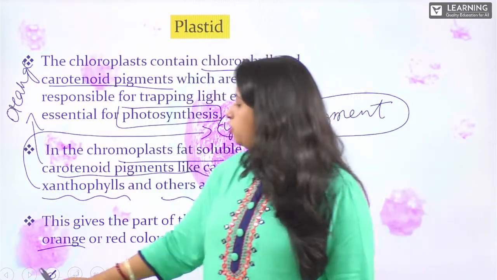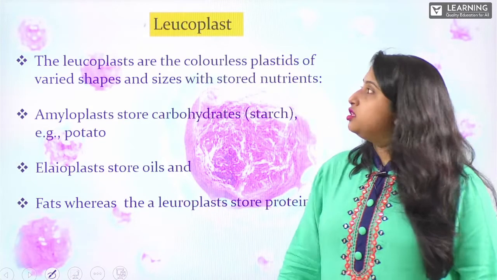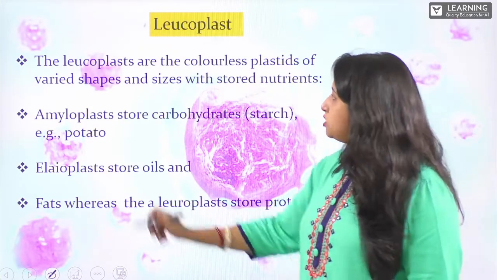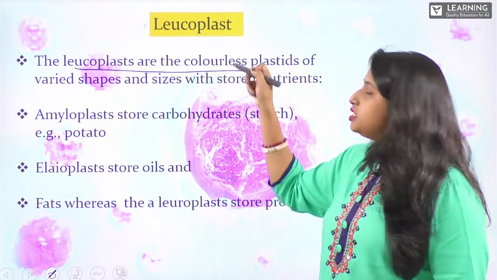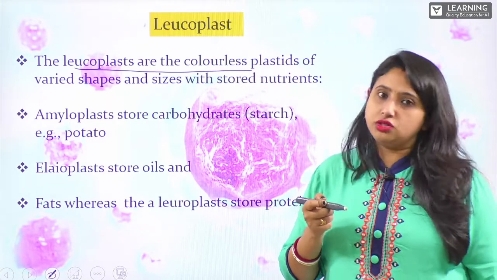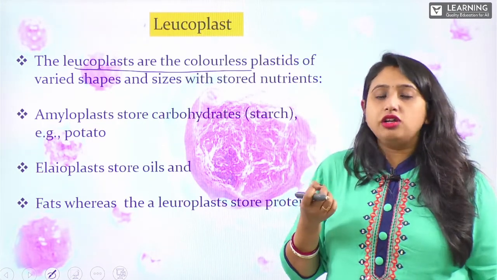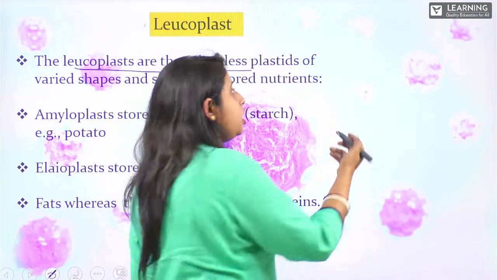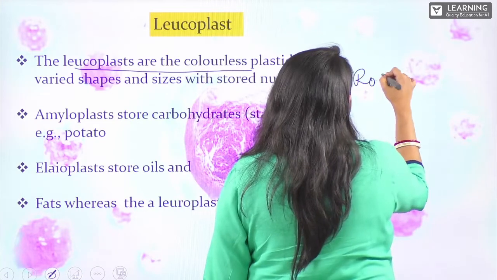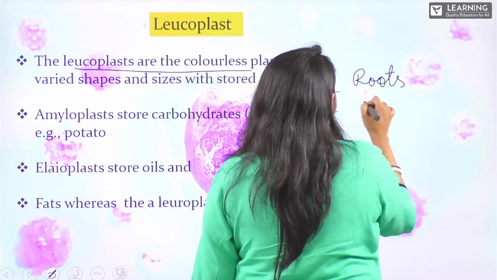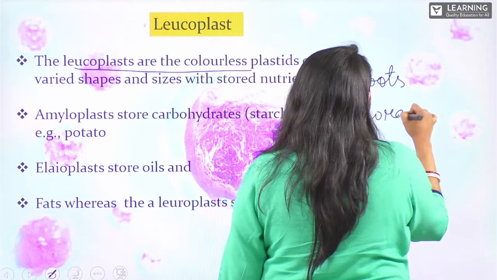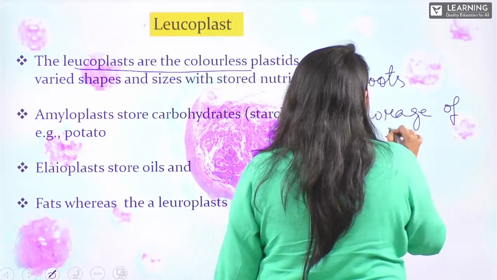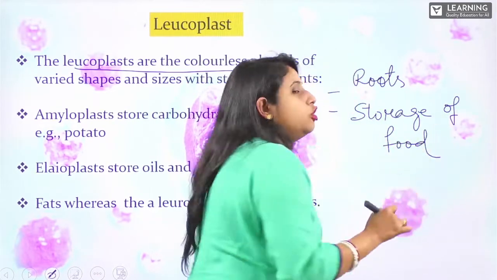So this is how the structure of the plastid or the chloroplast is. Now, what about this leucoplast? The leucoplast, as you know, is colorless. It is present basically in the roots, or in the part of the plant where the food is being stored. For example, it is present in the roots. So these are responsible for the storage of the food. So what is the function? They are responsible for the storage of the food.